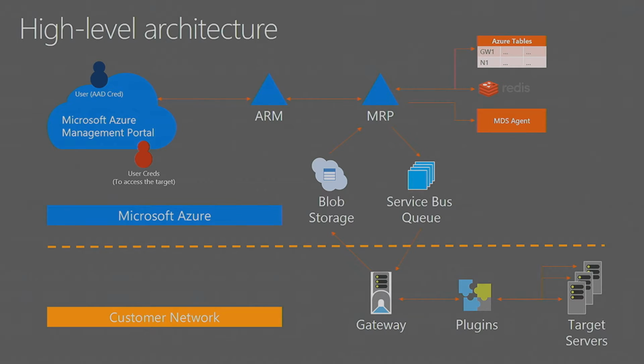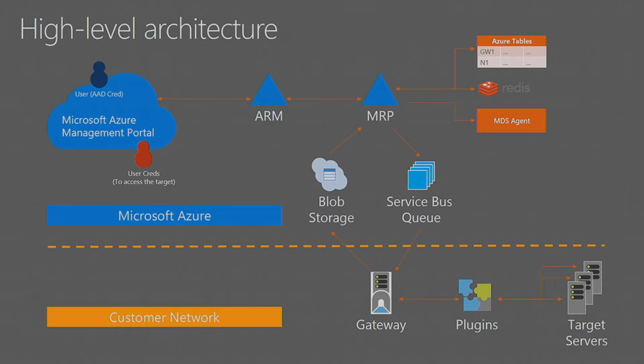When the request comes back from the target server up through the gateway, it will send the data that was requested up into blob storage. Again, this is a dedicated storage account managed by the MRP specific to your subscription. And then the data is passed back up to ARM and then through to the portal, and the data is then rendered in the appropriate controls in the web UI within the Azure portal. So that's the architecture. Let's talk quickly about credentials.